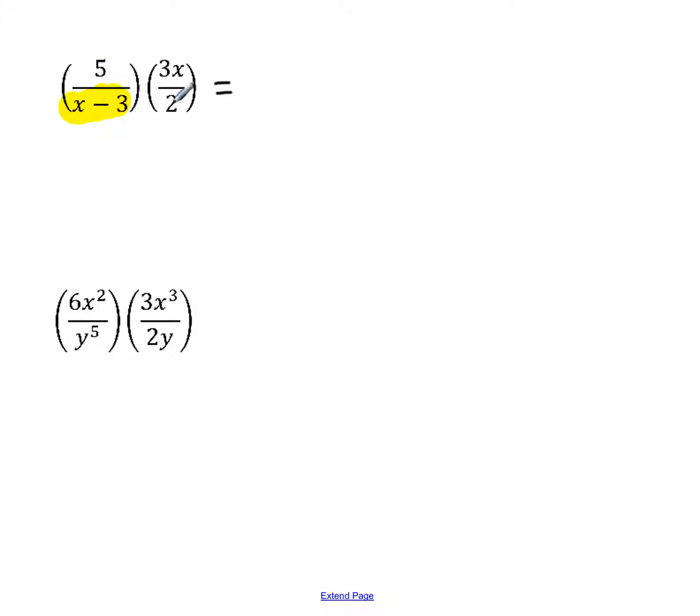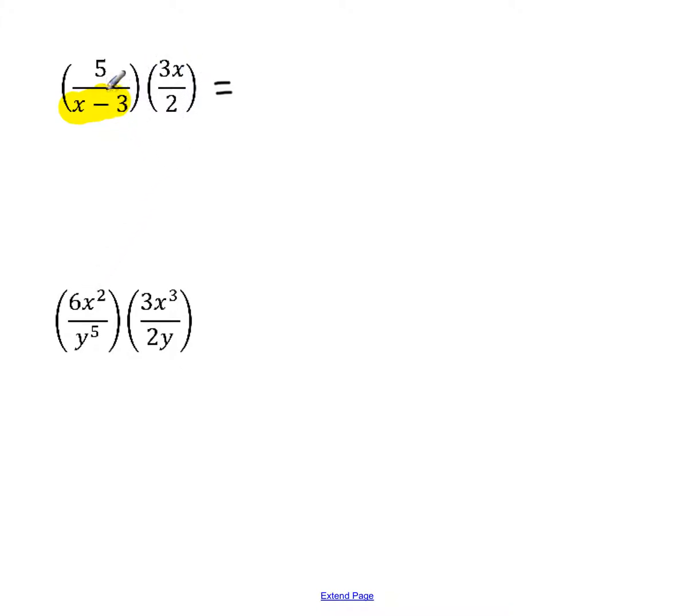5 and 2 do not work together. I can't cancel anything out. X minus 3 is a unit, and that's why I highlighted it. It needs to stay together as x minus 3. That's something that you'll explore more again in Chuckles the Rocket Dog. But basically, 3x and x minus 3 look like they have things in common, but they really don't. X minus 3 is its own thing, and 3 times x is its own thing.